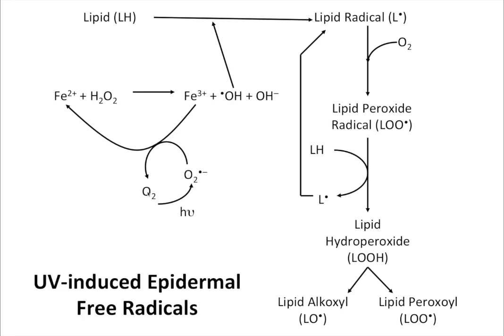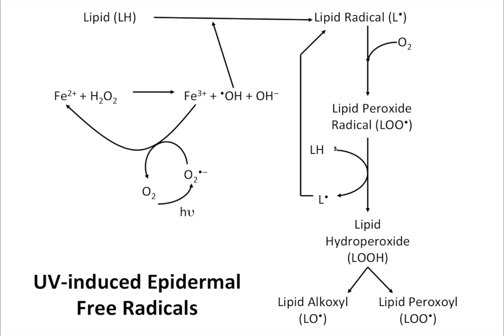And also note that before this even happens, the way this whole reaction starts off is that you have iron 3 plus in the cellular environment. You have molecular oxygen, which via UV light is converted to superoxide anion. Superoxide anion actually catalyzes the conversion of Fe3 plus to Fe2 plus. Fe2 plus reacts with hydrogen peroxide, and that produces the hydroxyl radical. So we're left with this lipid radical over here, which in the presence of oxygen results in this lipid peroxide radical, LOO dot, which is shown here.